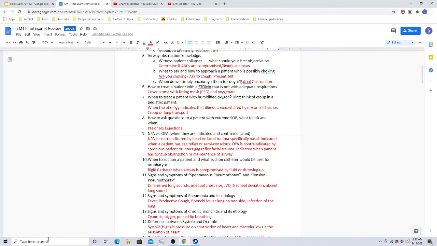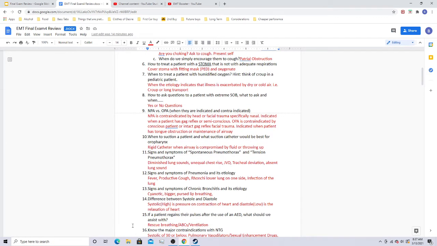Signs and symptoms of pneumonia and its epidemiology: a fever, productive cough. You'll generally see what I believe is called infected sputum, which is basically brownish, yellowish sputum. Bronchi in the lower lobes of the lungs, normally on one side, but if the infection has progressed to the point where it's infecting both sides, it tends to be in more severe cases of pneumonia, and all this is an infection of the lung.